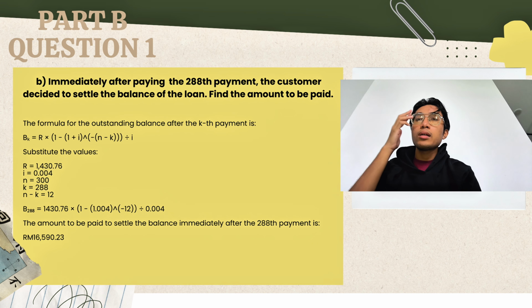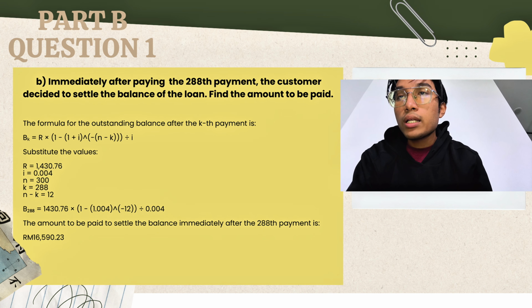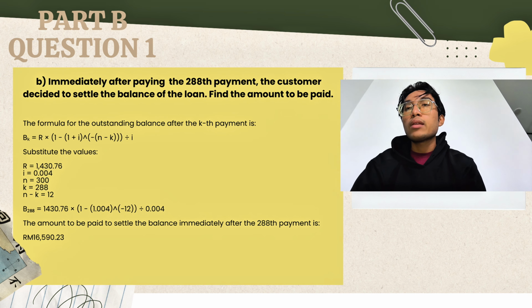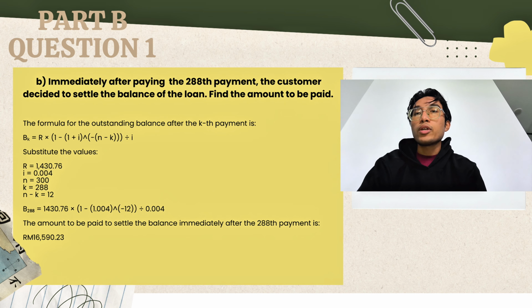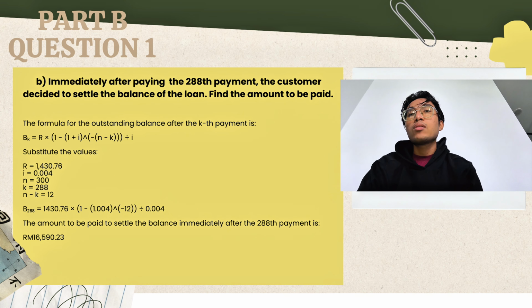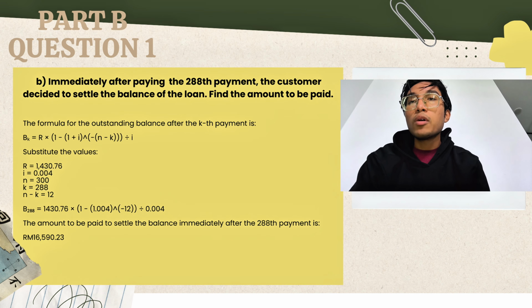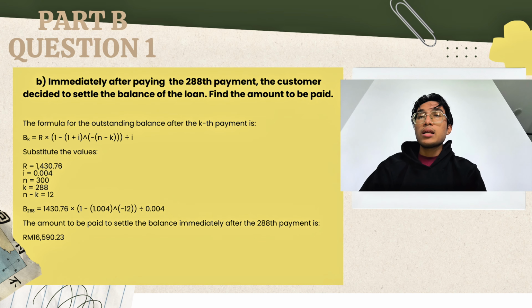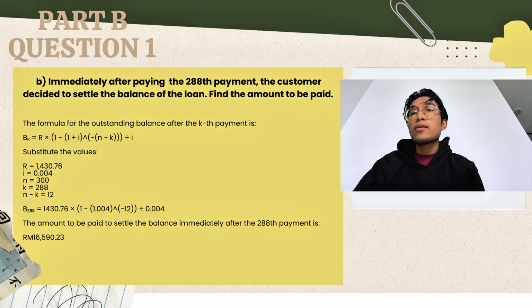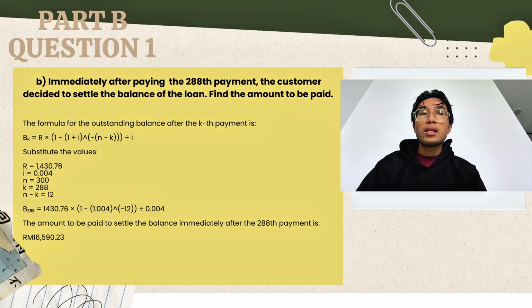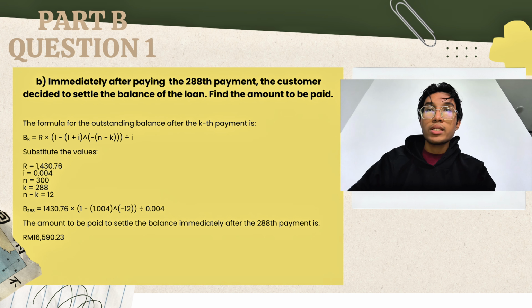So we insert the numbers, and B of 288 equals 1,430.76 ringgit times [1 minus (1.004) to the power of negative 12] divided by 0.004. The amount to be paid to settle the balance immediately after the 288th payment is RM 16,519.23. That's our answer. That's the end of part B, question number 1.